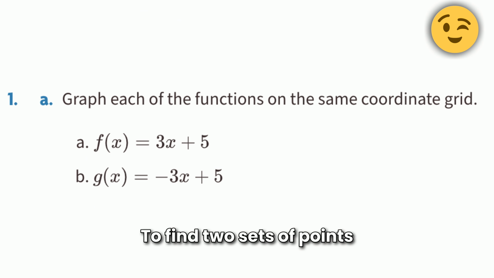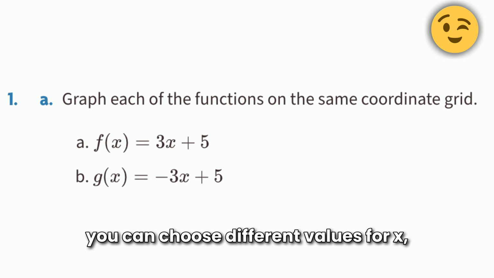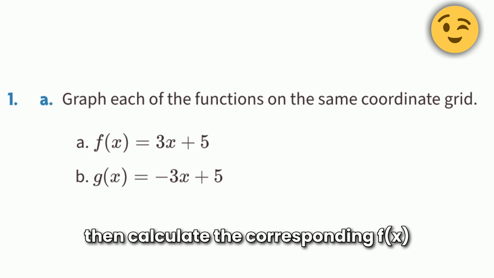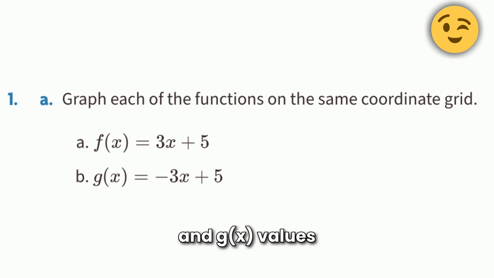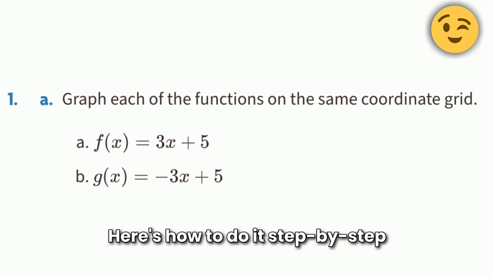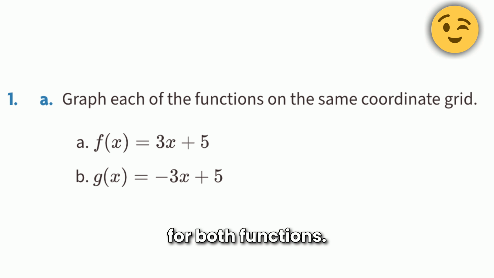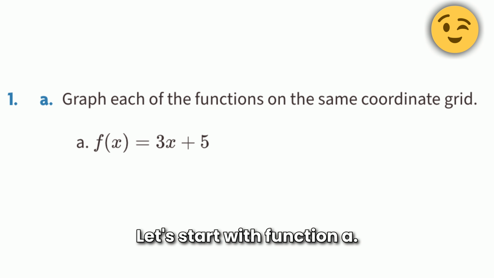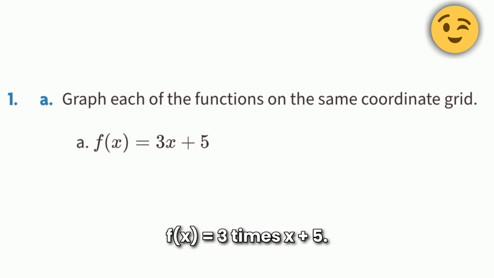Number 1. To find two sets of points for each of the functions, you can choose different values for x, then calculate the corresponding f of x and g of x values using the given equations. Here's how to do it step by step for both functions. Let's start with function a, f of x equals 3 times x plus 5.